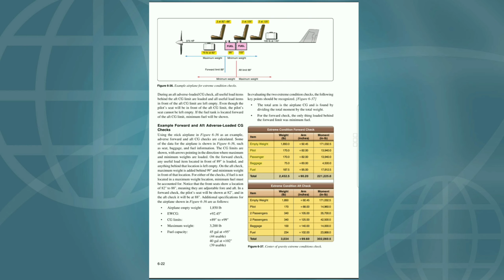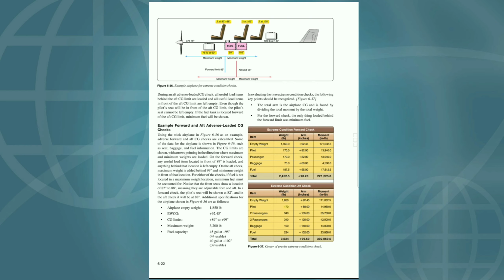Empty weight, pilot, passenger, baggage, fuel. 1,850.0, 170.0, 170.0, 75.0, 187.5, plus 92.45, plus 82.00, plus 82.00, plus 60.00, plus 95.00. 171,032.5, 13,940.0, 13,940.0, 4,500.0, 17,812.5, total 2,452.5, plus 90.20, 221,225.0.